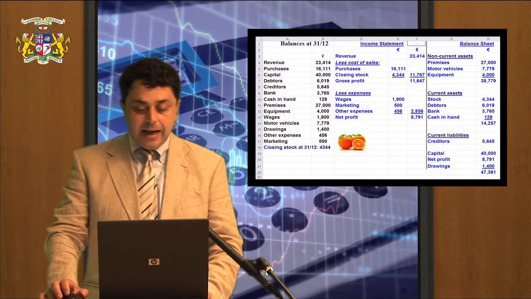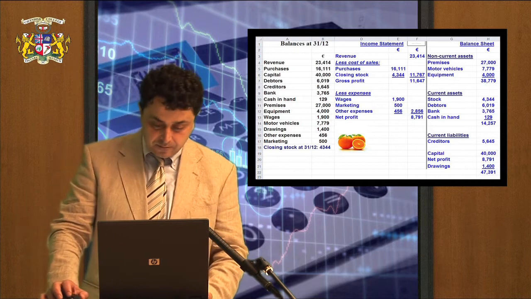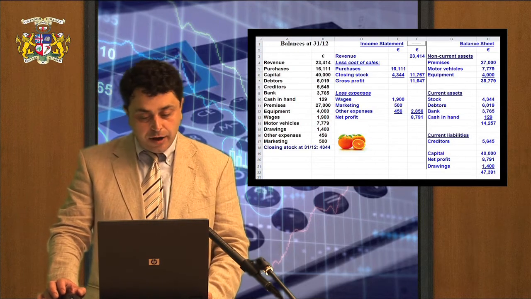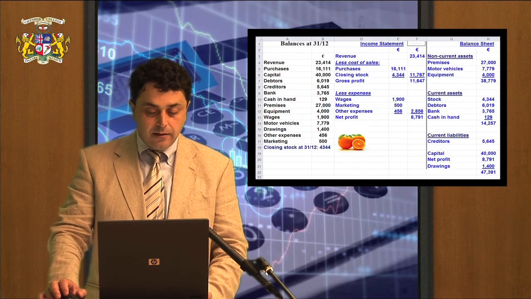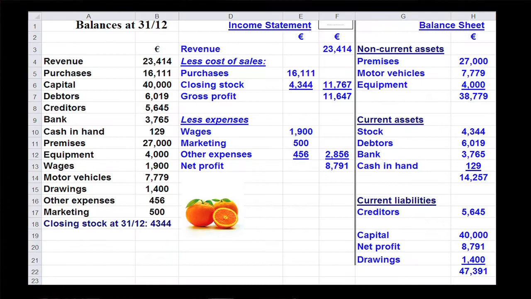So, let's say that you operate a small business. You buy and sell oranges. At the end of the year, you have gathered the data that appears at the right-hand side of the screen. You want now to calculate the profit you made this year. So you want to prepare the income statement. You start with revenue, which is the financial value of goods and services sold to customers.